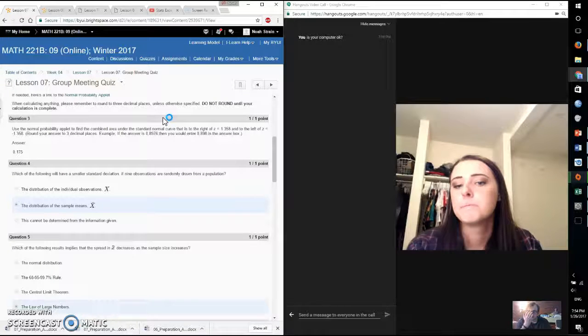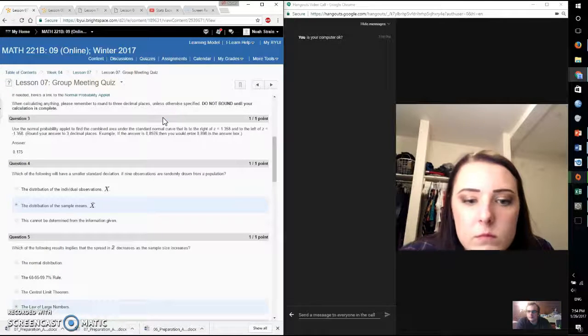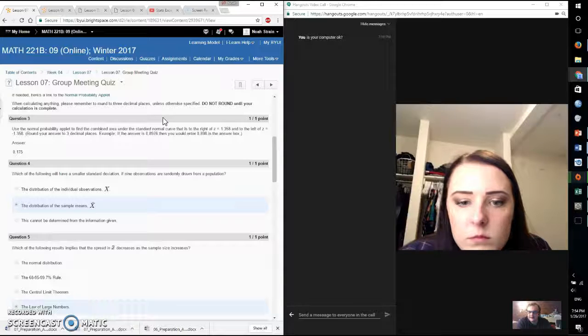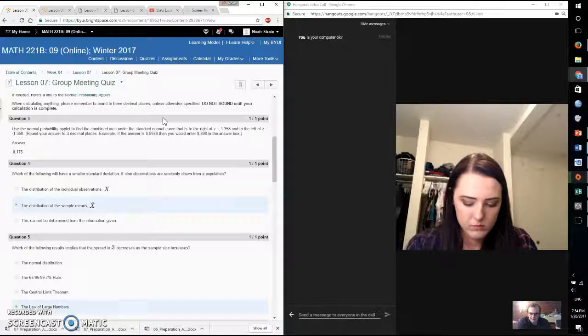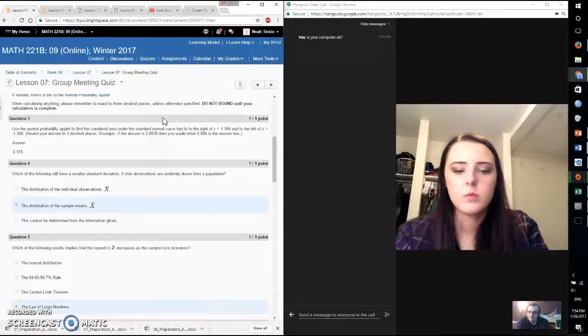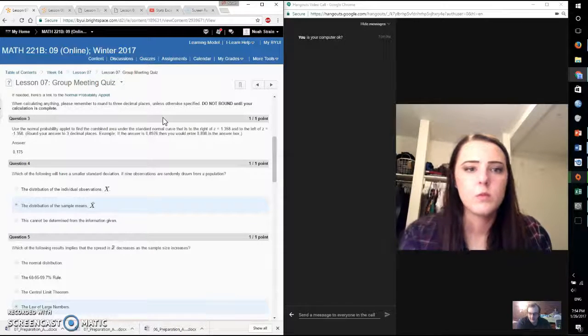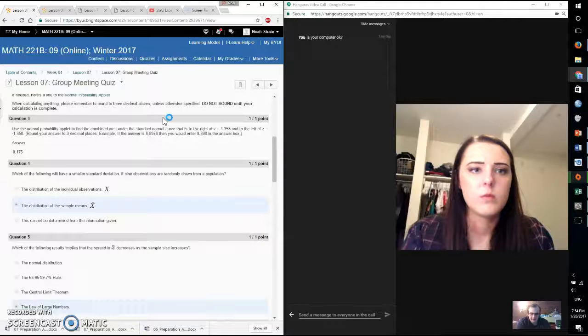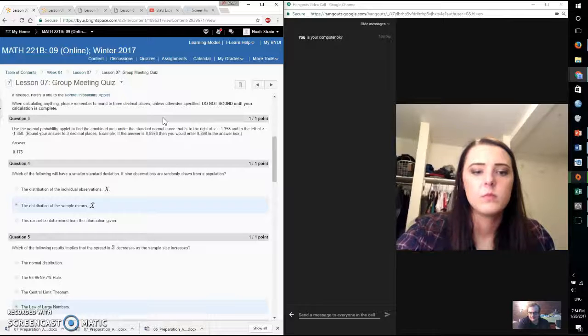So for question 3, it says, use the normal probability applet to find the combined area under the standard normal curve to the right of the z-score of 1.358 and to the left of negative 0.1358. And so our answer was 0.175, and on the app we just made sure that the outsides were blue and read the probability at the top because that's the area.